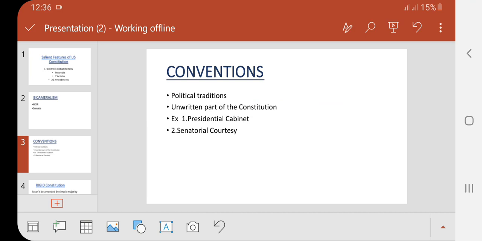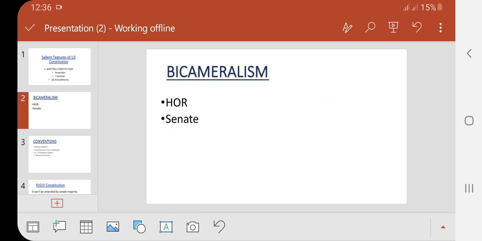Another important feature of the US Constitution is bicameralism. The legislature structure is bicameral. It has 2 chambers: one is the lower chamber, the other is the upper chamber. The lower chamber is the House of Representatives. The upper chamber is the Senate.